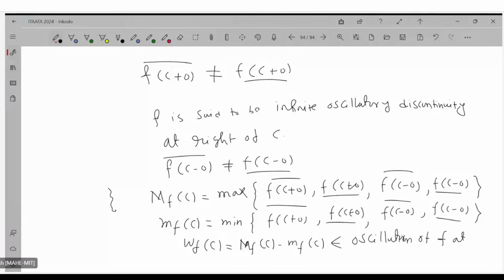You can see that if it has only infinite discontinuity but not infinite oscillatory discontinuity, then these values will be either infinity or minus infinity. So the minimum and maximum will be the same in that case. Okay, you'll get the oscillation will be zero in that sense.